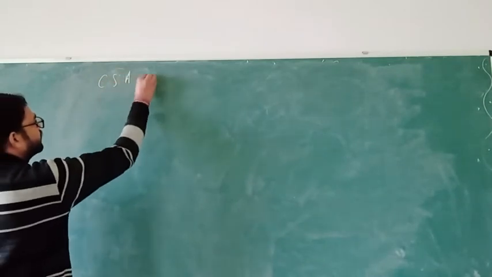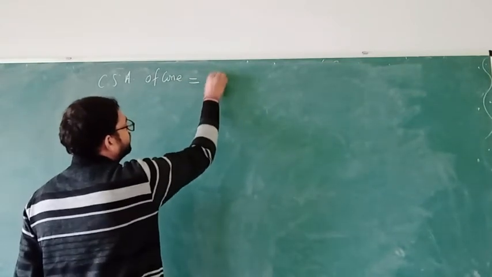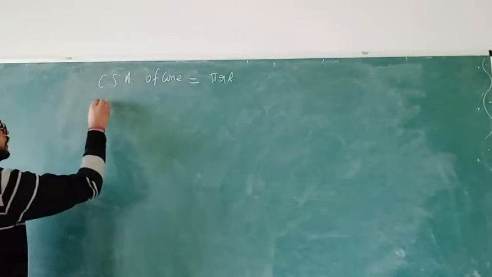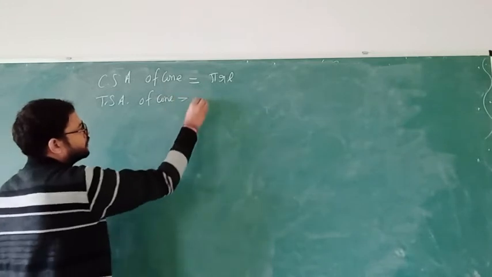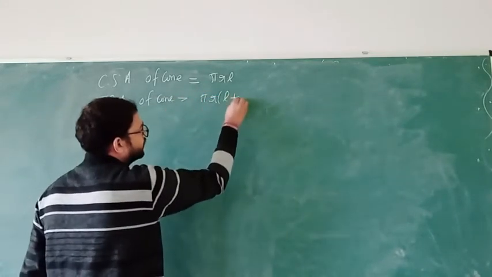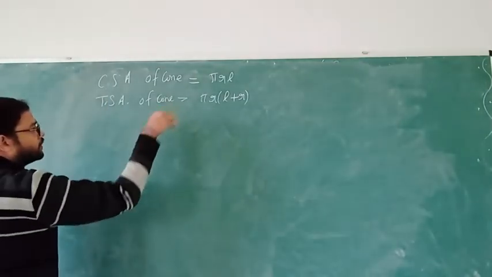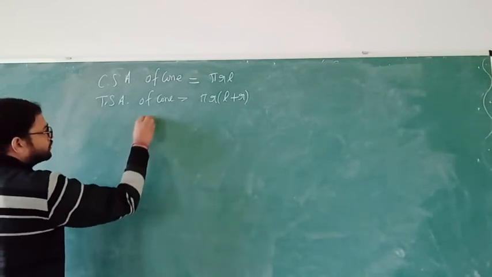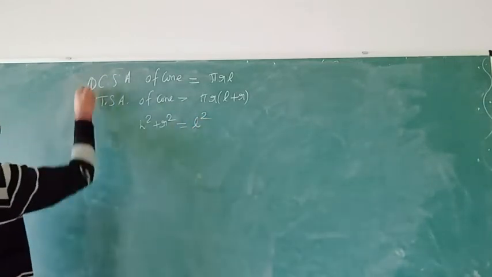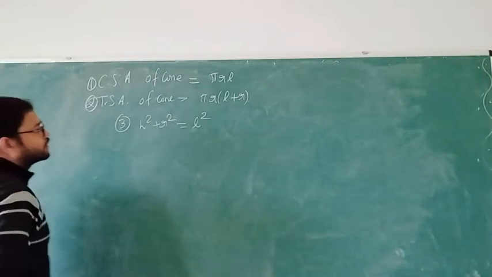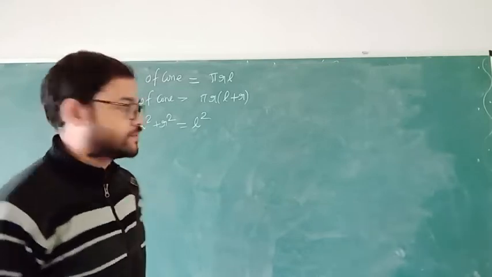Curved surface area of cone, that is pi r l. And total surface area of cone, that is pi r, bracket l plus r. And the relationship between h squared plus r squared, that is equal to l squared. These are the three formulas which we will use in this exercise to simplify the sums.